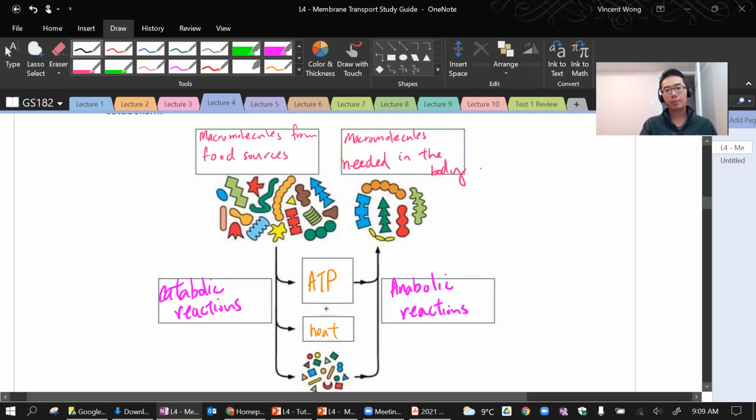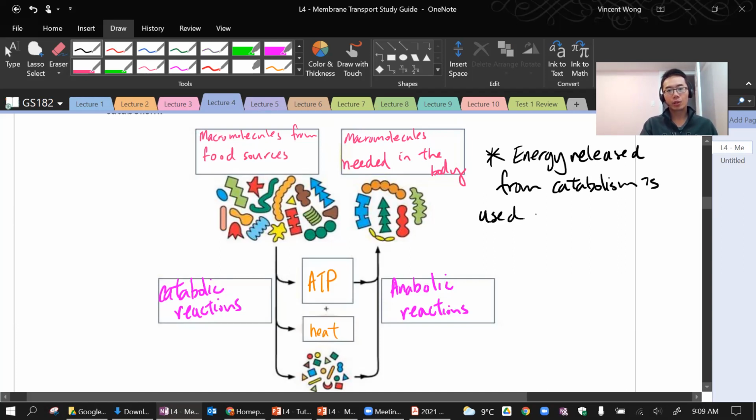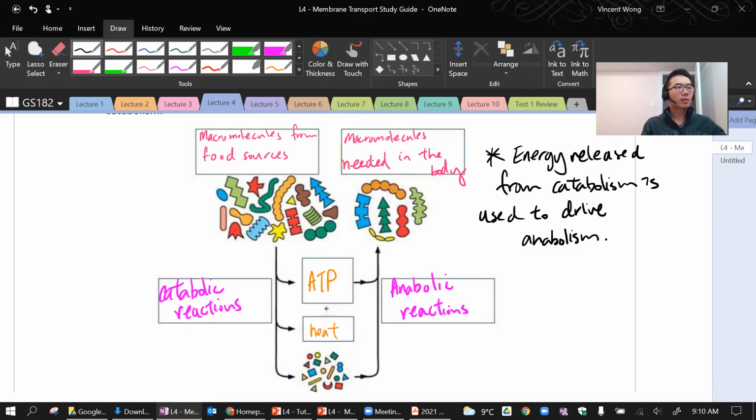So essentially, this is the takeaway message. Energy released from catabolism is used to drive anabolism. That's why we have to keep on eating. We need to eat to keep ourselves warm, and we need the energy from the food that we eat to build things that we need. Questions, anyone?